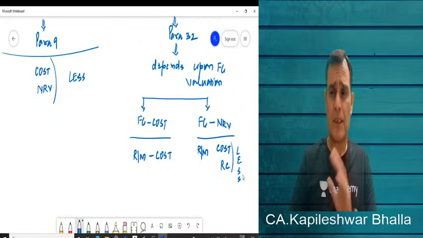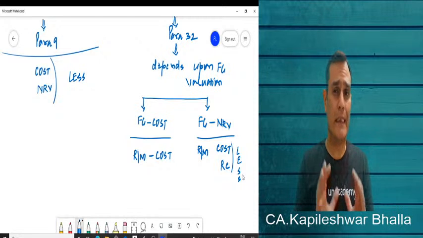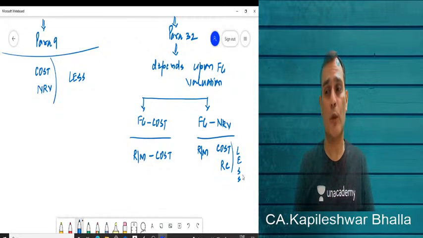Now, at this stage, one would also get another insight. Sometimes the examiner will give you a question and say, measure the inventory, measure the raw material inventory, and measure the FG valuation.